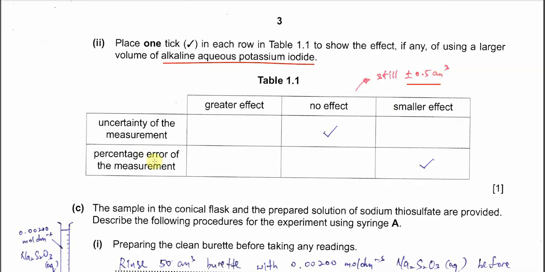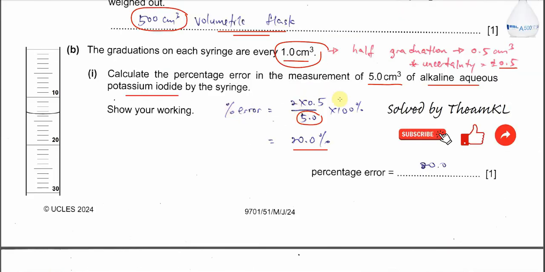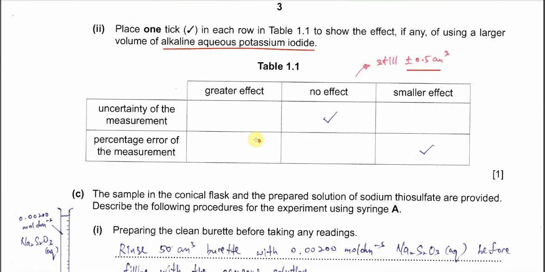For the percentage error, because we use a larger volume, let's get back to this. Percentage error is equal to this. If let's say now the volume used is larger, it means the error is actually smaller, right? So therefore, we have this smaller effect.